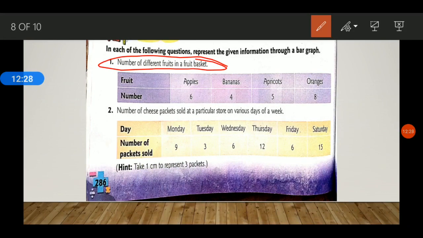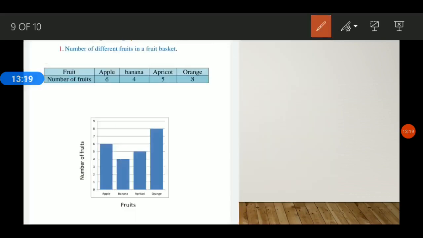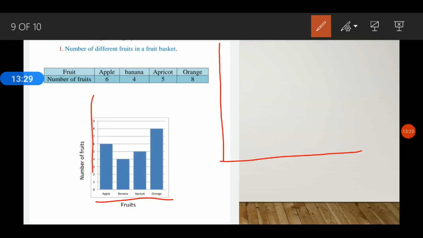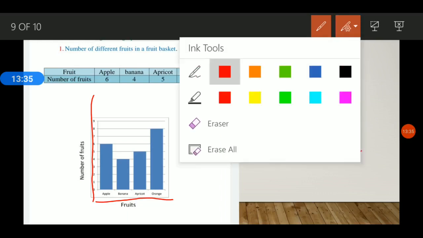This is your title. The second step, draw the horizontal and vertical axis. This is the horizontal axis and this is the vertical axis. So we will draw this horizontal axis and this vertical axis. Understood?